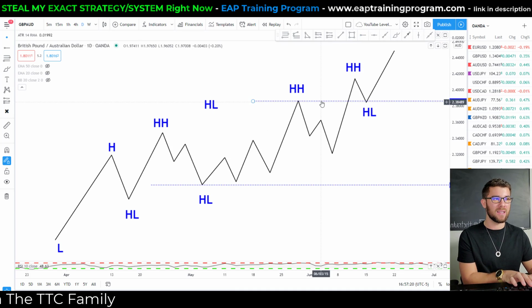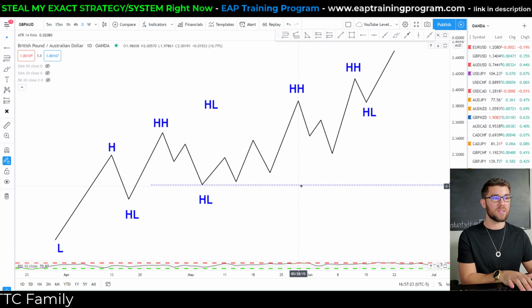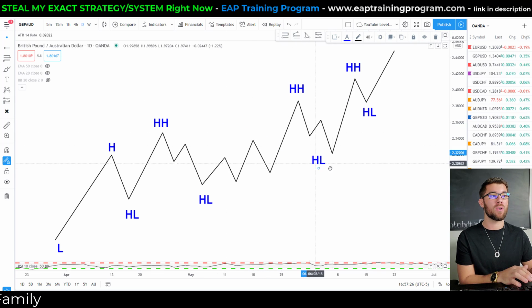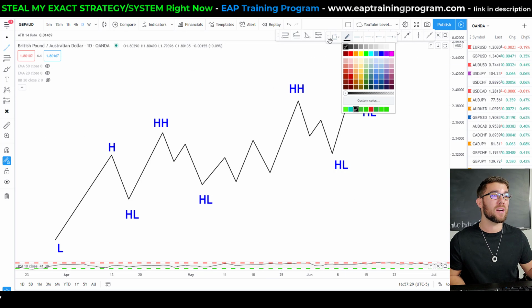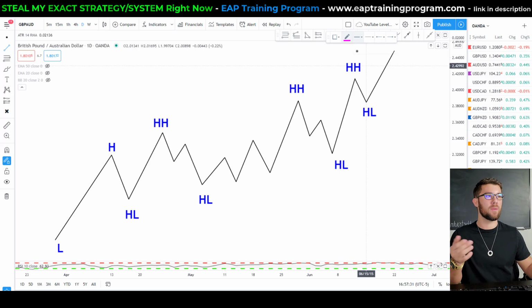And to make this a little bit easier, let me do this. This is how I would be drawing this out on a chart. Let me grab a line, make it a completely different color, and let me make it huge. Let me make it really big. Okay, so this is how I'll be drawing this out.